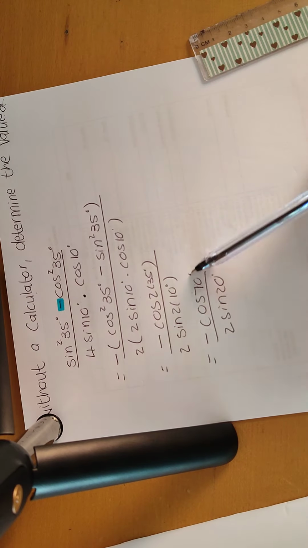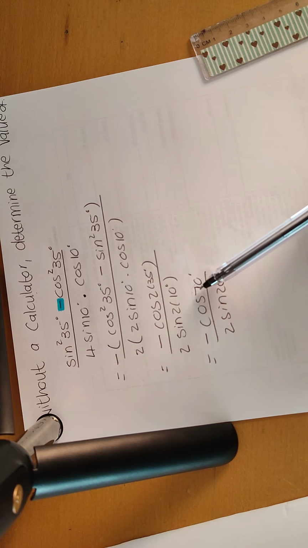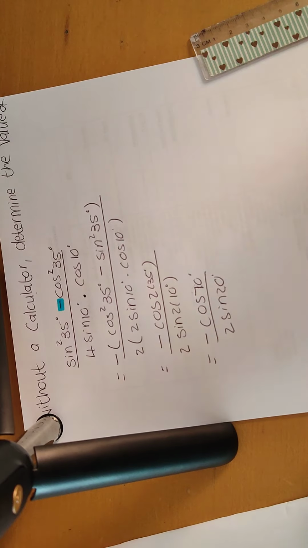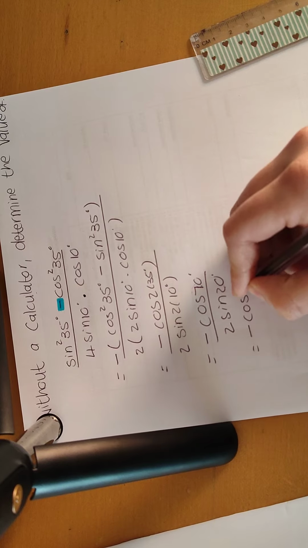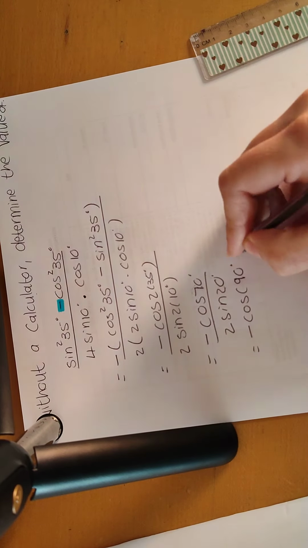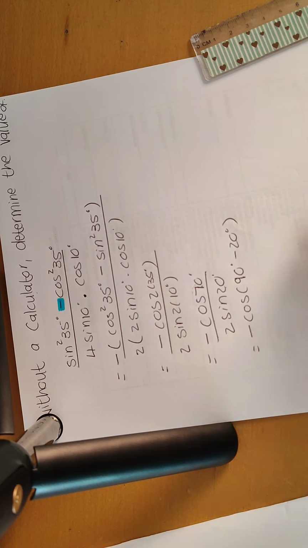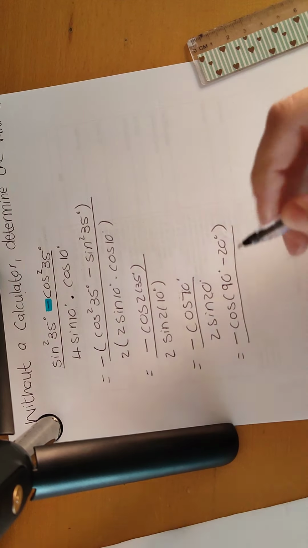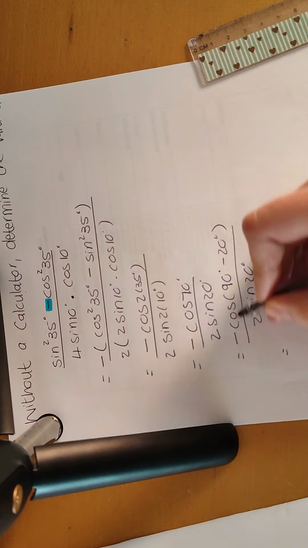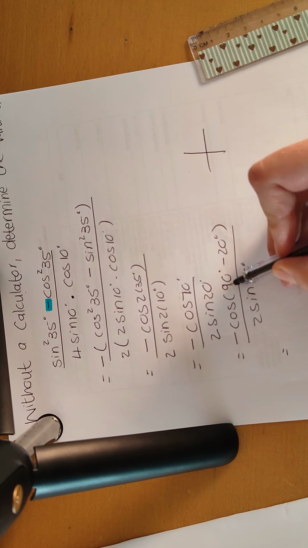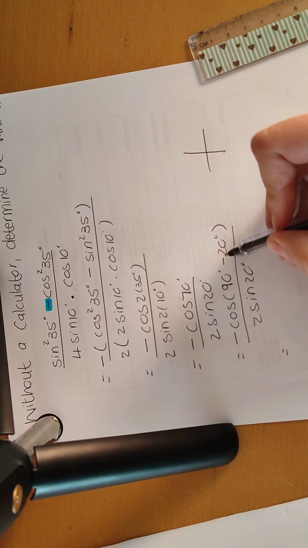Now I see that I have cosine 70 degrees. But hold on, isn't 70 degrees plus 20 degrees 90 degrees? So do you guys agree with me? I can say then negative cosine of 90 degrees minus 20 degrees. 90 degrees minus 20 degrees will still give me 70 degrees, over 2 sine 20 degrees is equal to, okay, now let's have a look here. 90 degrees minus 20 degrees is then going to be cosine 20 degrees.